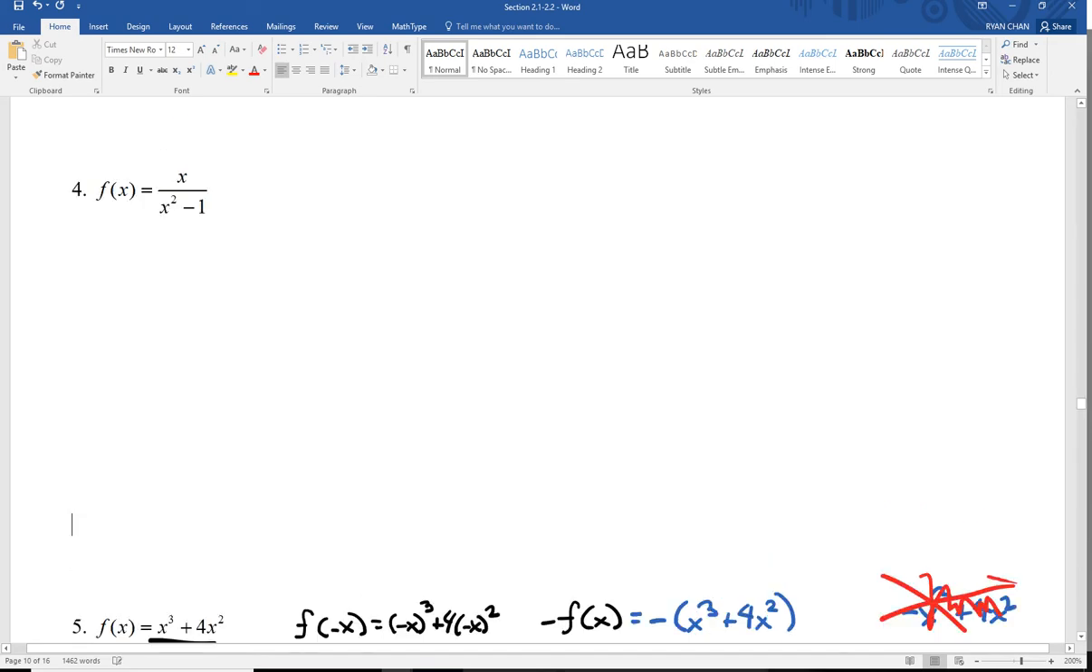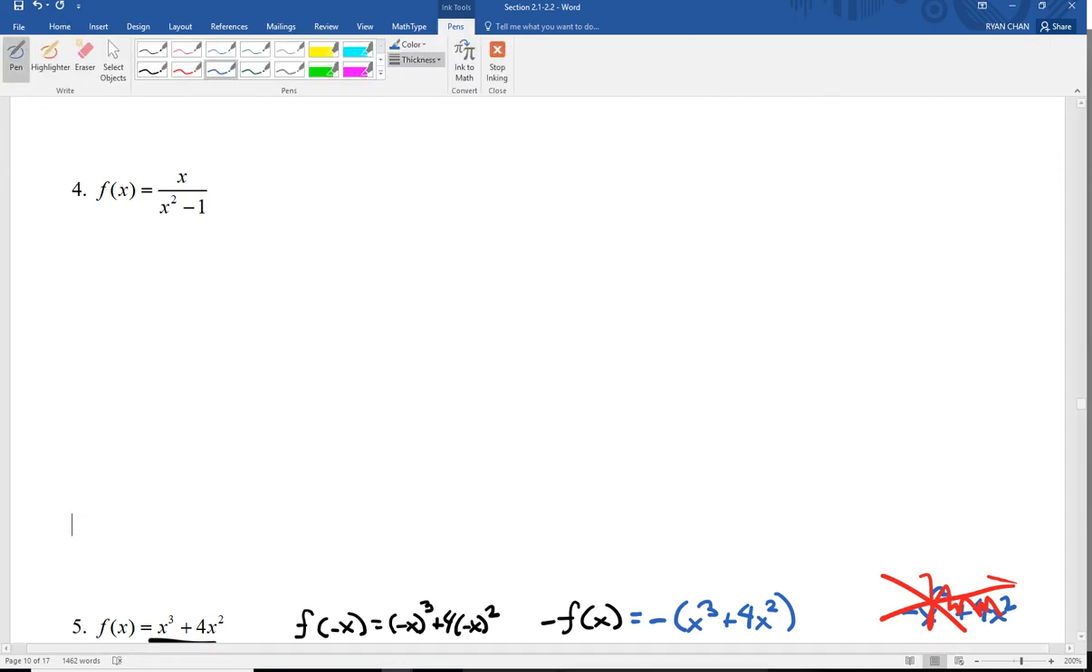I'm going to look at number 4. I'm just giving myself some space because this one's a little bit longer. So same thing, I'm going to figure out my f of negative x. That one's pretty straightforward. So I'm going to replace my x with negative x here.